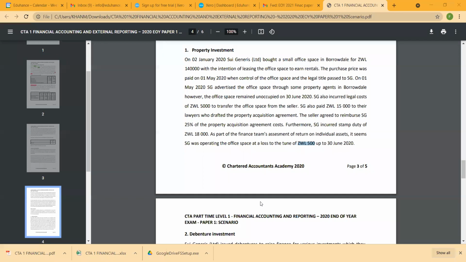The only thing I can assume is the following: the way it reads, it says the return on the assets was operating at the office space at a loss of 500. So if I think of accounting, well, we will confirm when we read the additional information to see the accounting treatment. So we need to see what's the policy of the company.